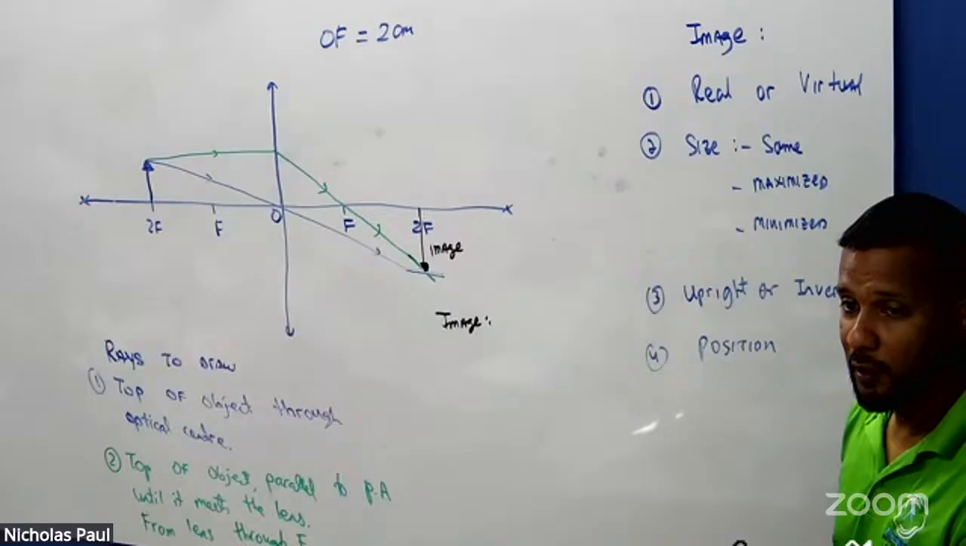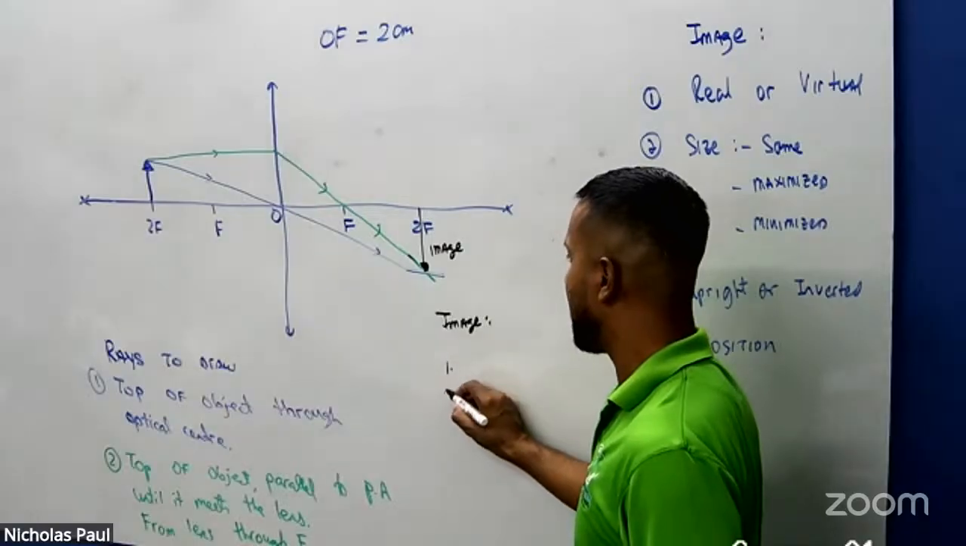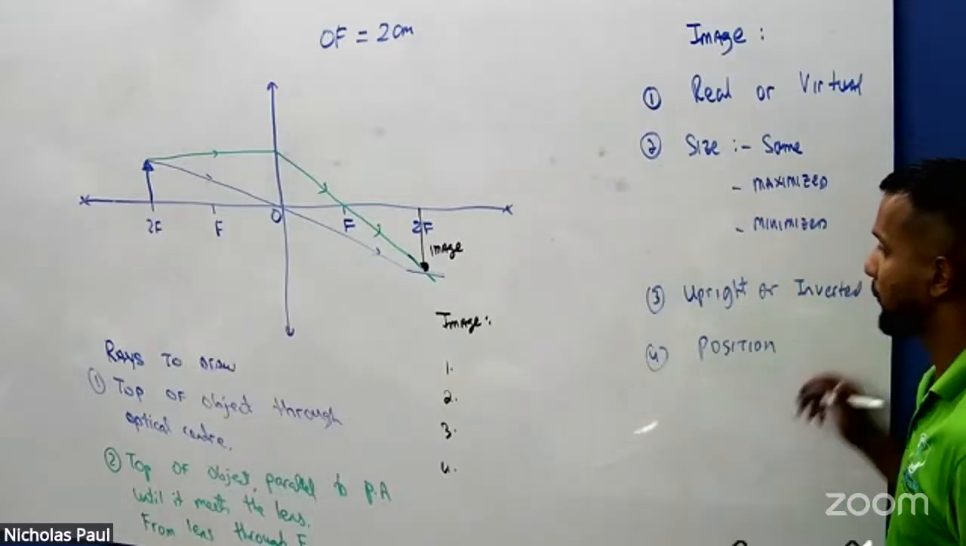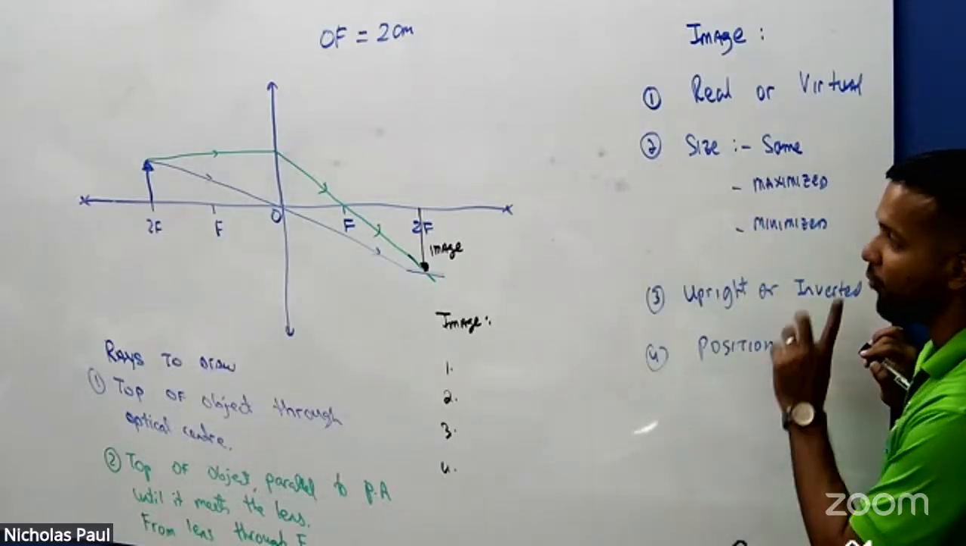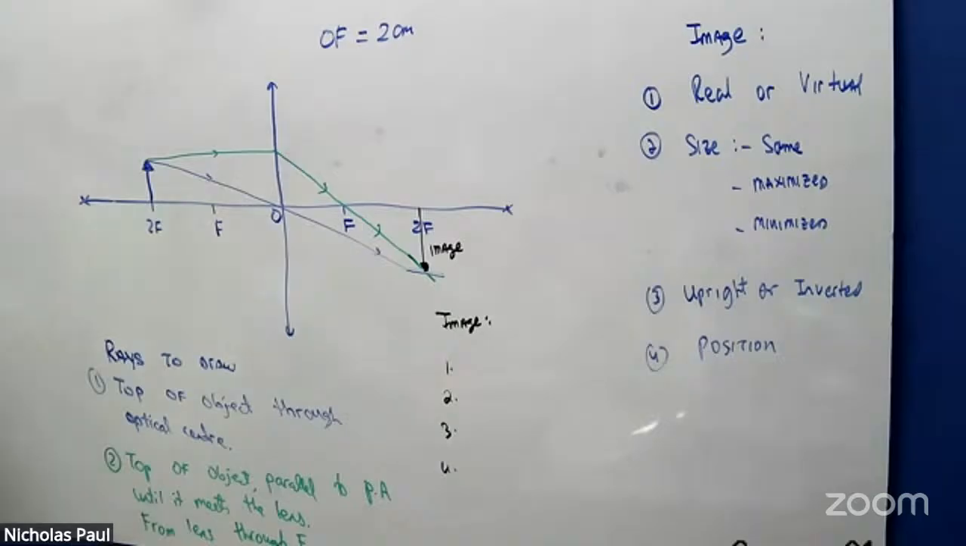Okay, you ready? So when I finish, we have to describe it, right? We have 4 things to say about it. And then we're going to use the lens maker formula on this one time.